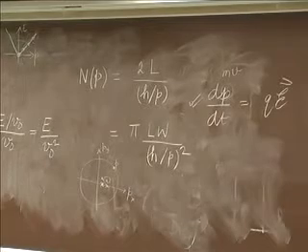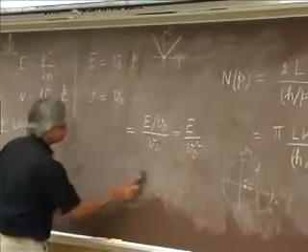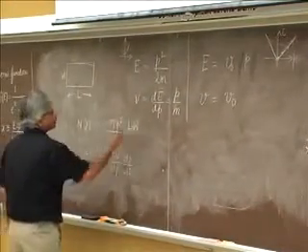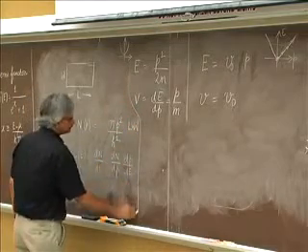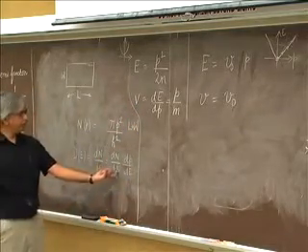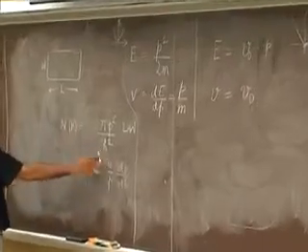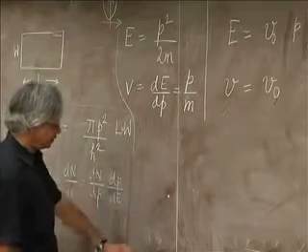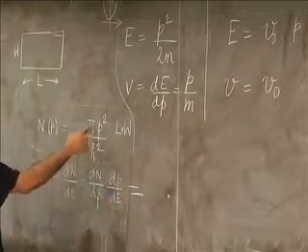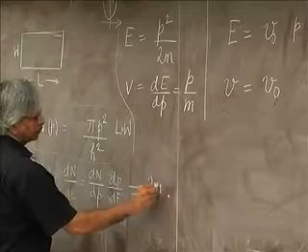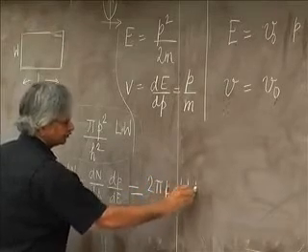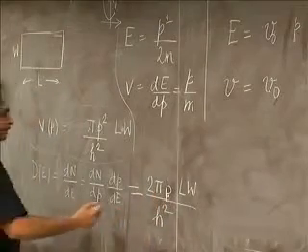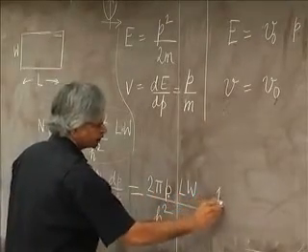Okay. So if you look at this, dN/dP would be proportional to P. You can see. So I guess we could write this out: 2 pi P L W over h squared, and then times 1 over velocity.